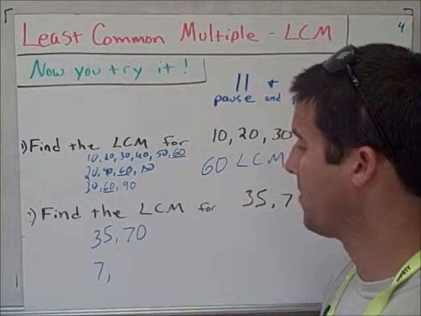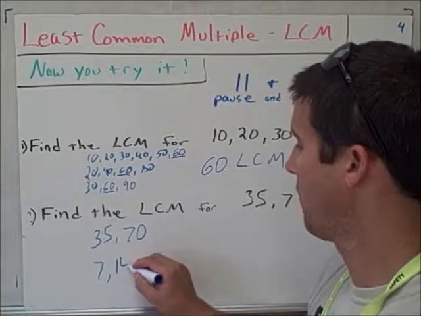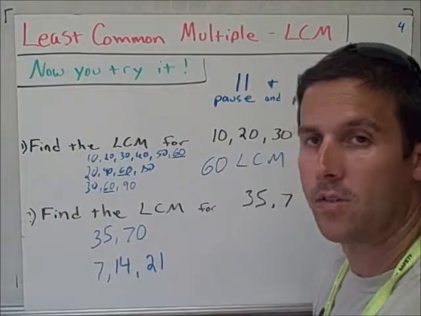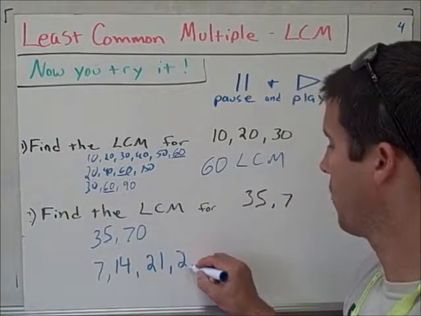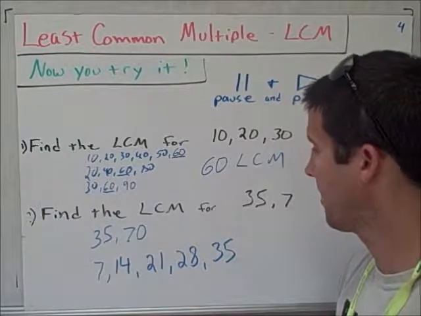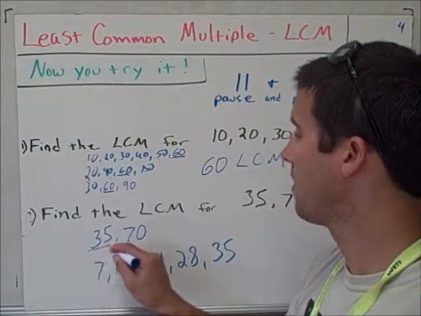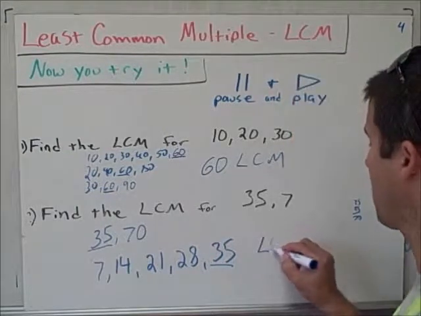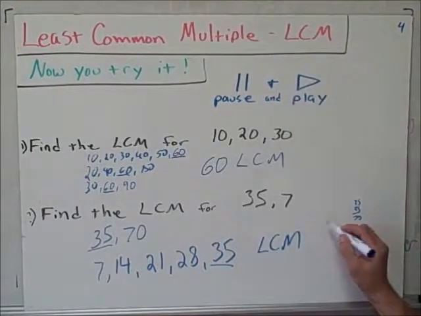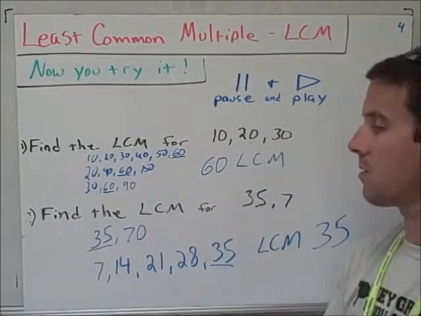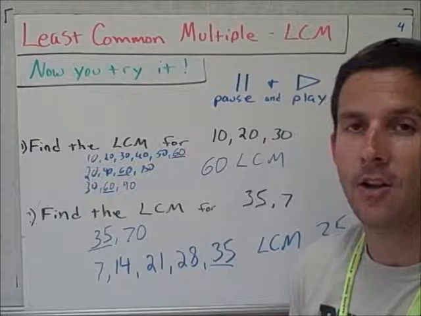Something about 7 I'm familiar with. 7, 14, 21. See, I like American football, so I can do the 7s pretty well. 28, 35. Oh, that's interesting. The first number in common with 7 is 35, and it's actually my least common multiple. So 35 is actually the least common multiple for 35 and 7. I hope you figured that out.